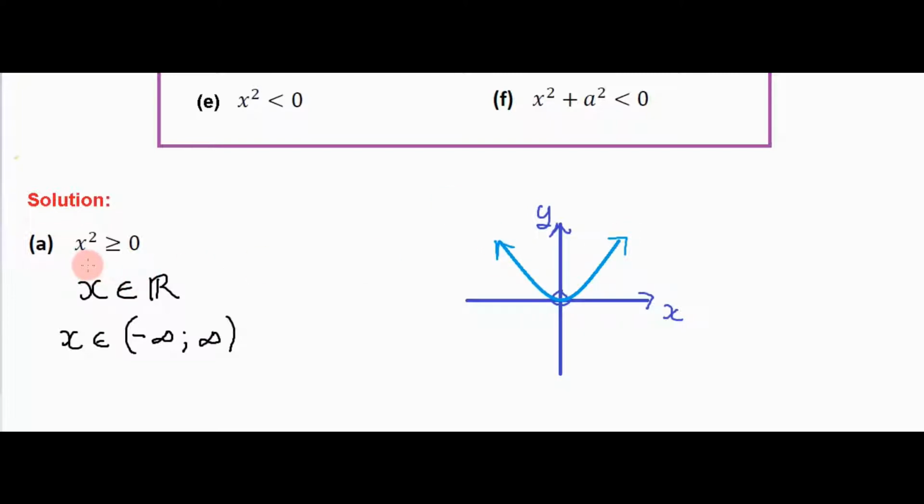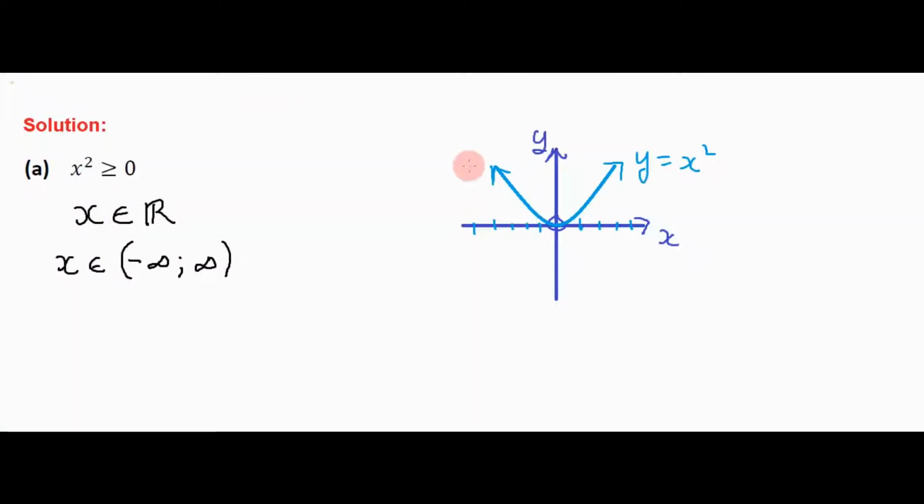Now, in answering this question, for which values of x will x squared be greater than or equal to 0? We are asking the question, for which x values will the graph of y equals x squared either be positive, in other words above the x-axis, or equal to 0. And we can see that for any x value, the graph will either be positive, in other words above the x-axis, or 0. Hence we have this answer that x is an element of real numbers.